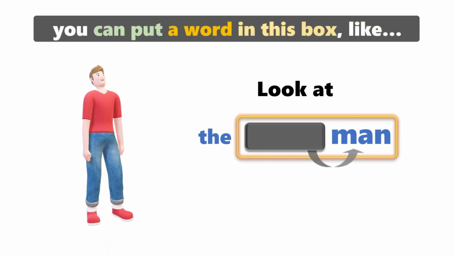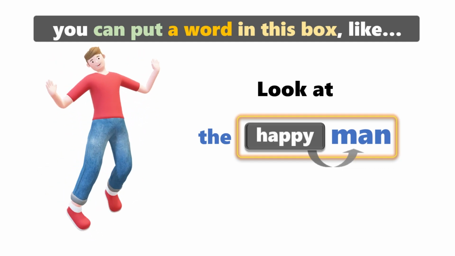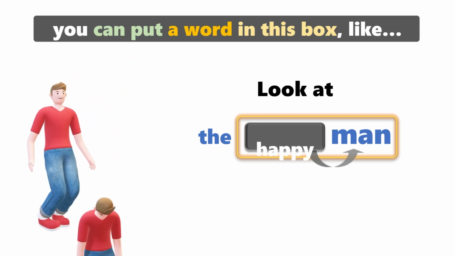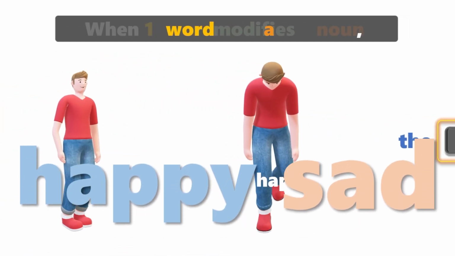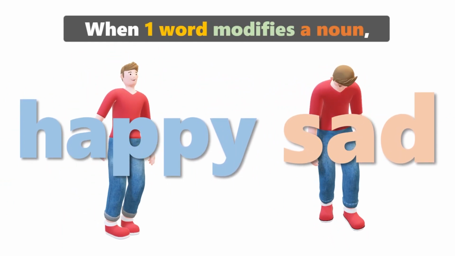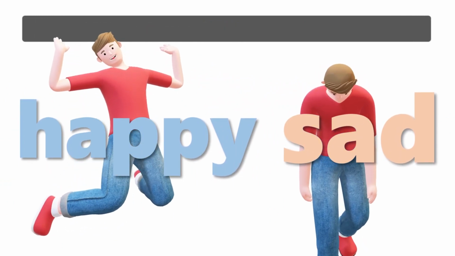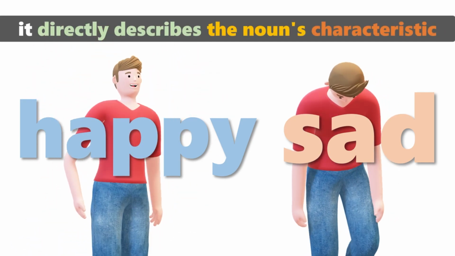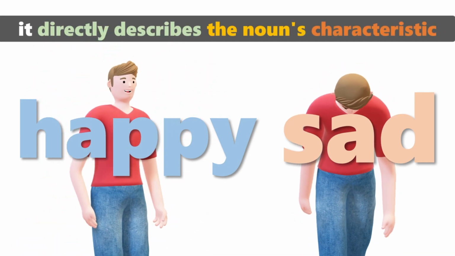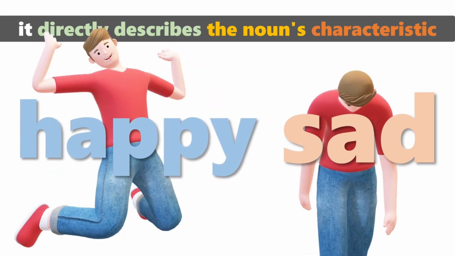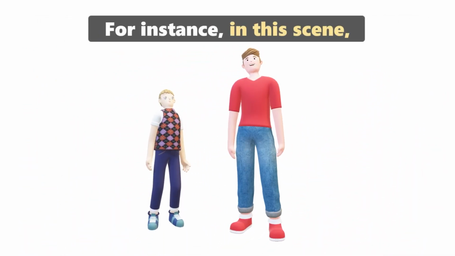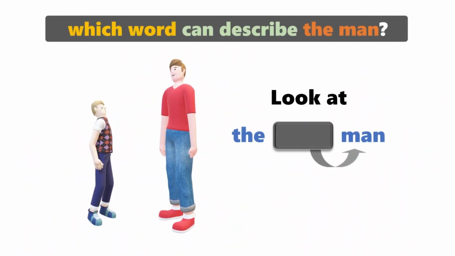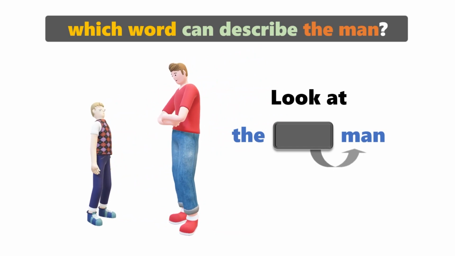You can put a word in this box, like, look at the happy man. Look at the sad man. When one word modifies a noun, it directly describes the noun's characteristic, like happy or sad. For instance, in the scene, which word can describe the man?